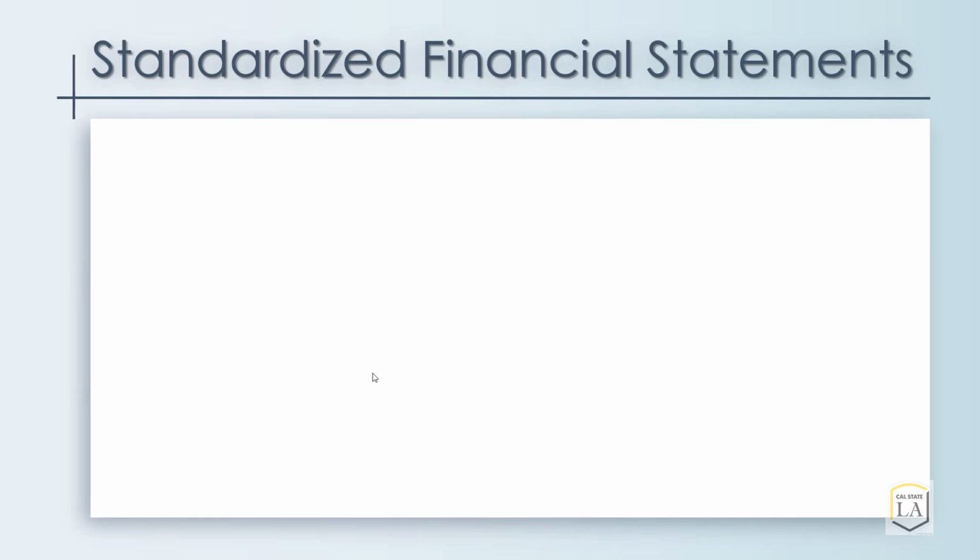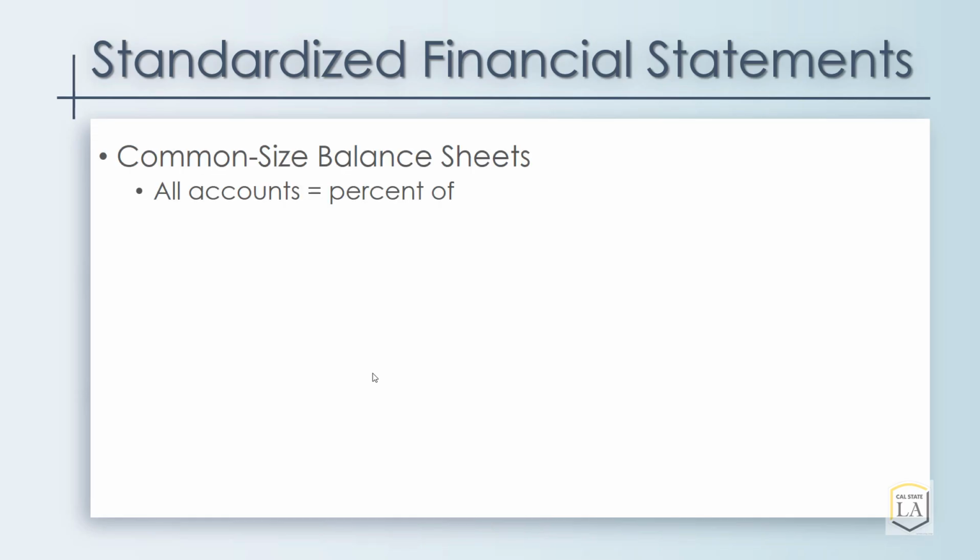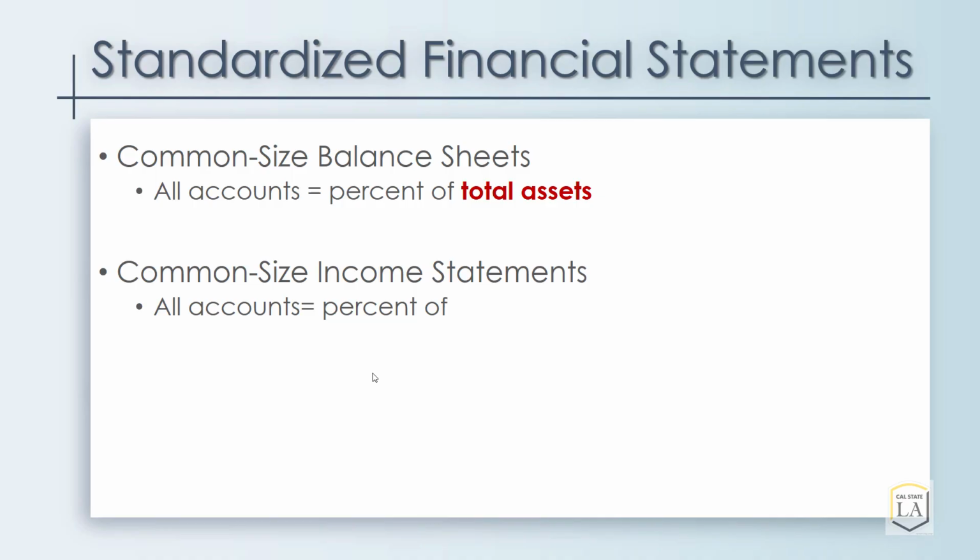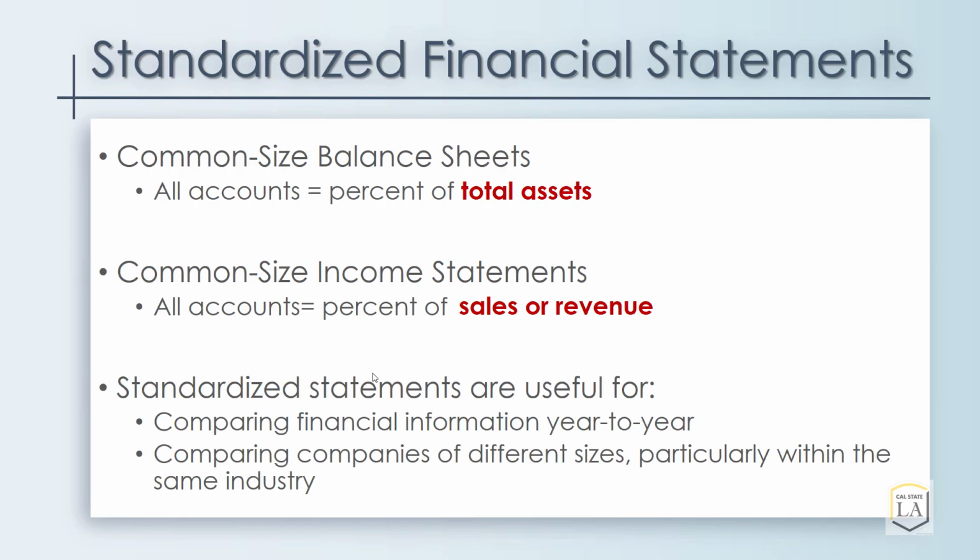It is also called a common size financial statement. So a common size balance sheet would be a balance sheet that is presenting all accounts in percentage of total assets. Also, a common size income statement would be presenting all accounts in percentages of sales or revenues. These standardized statements would be useful for comparison purposes, especially comparing financial information year to year, and especially if they're within the same industry.